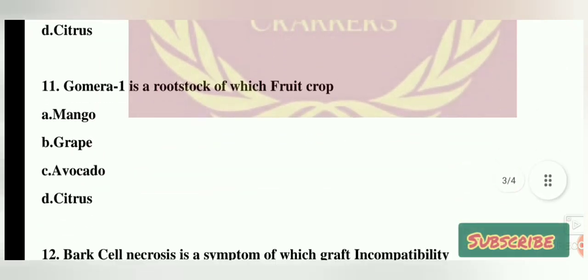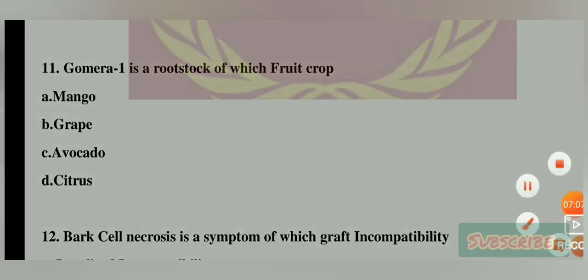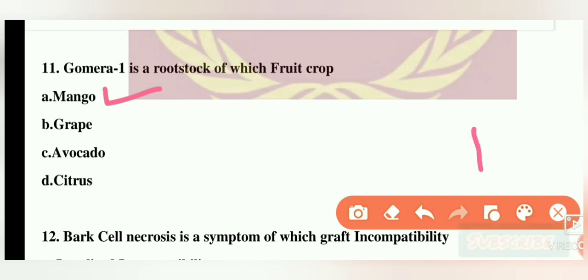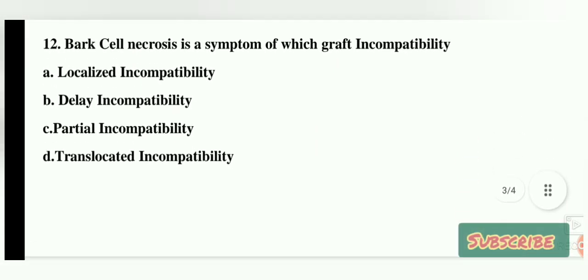Then next question. Gomera 1 is a rootstock of which fruit crop? It is a rootstock of mango, and Gomera 1 is a spontaneous tetraploid rootstock in mango. Just remember, it is a spontaneous tetraploid rootstock.